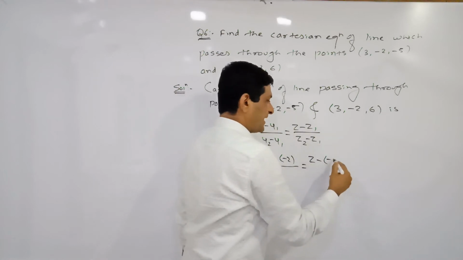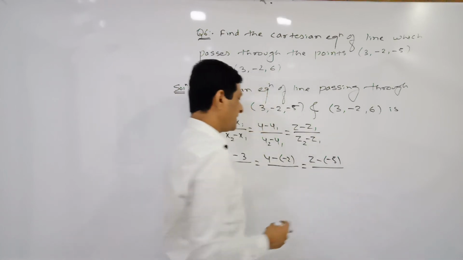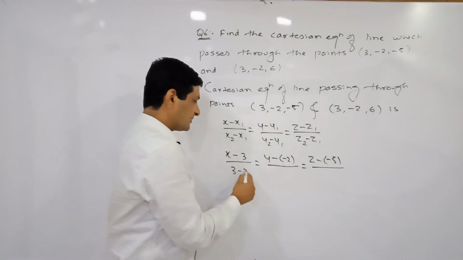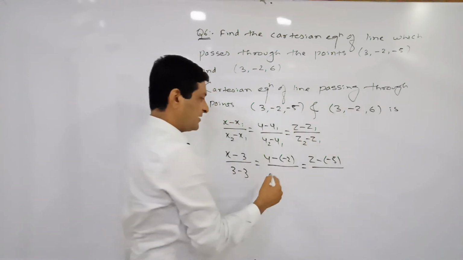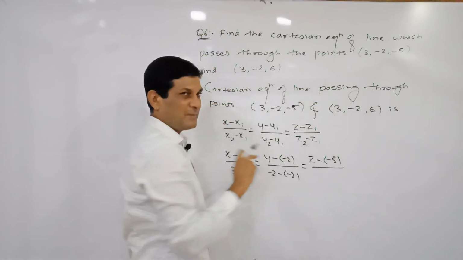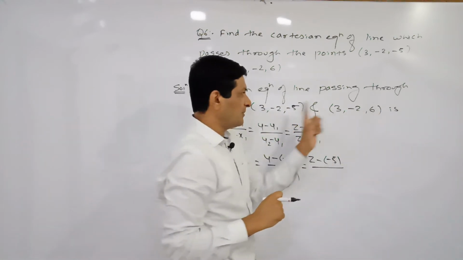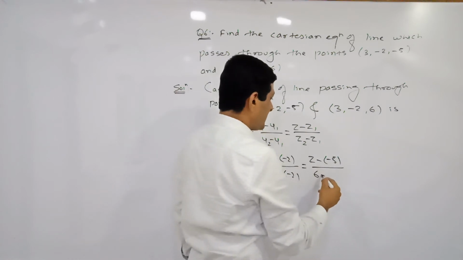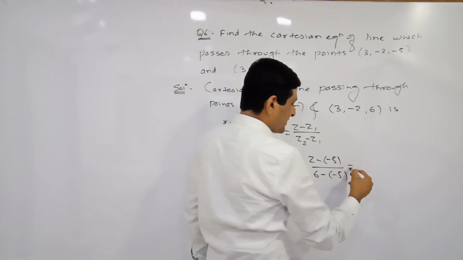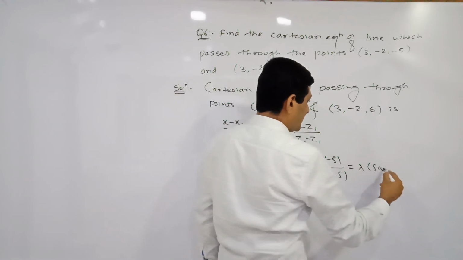z1 is how much? Minus 5. In the denominator, x2 minus x1 means 3 minus 3. y2 minus y1 means minus 2 minus minus 2. Lastly, z2 minus z1 means 6 minus minus 5. So let us denote this ratio by lambda. Let us see what we'll get.